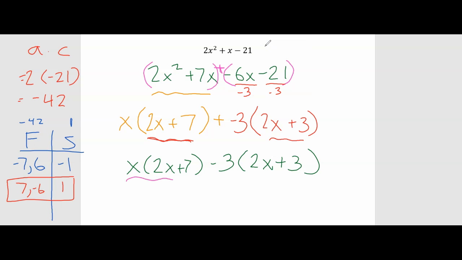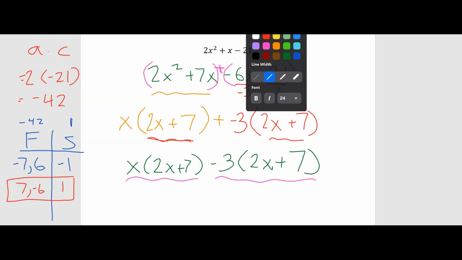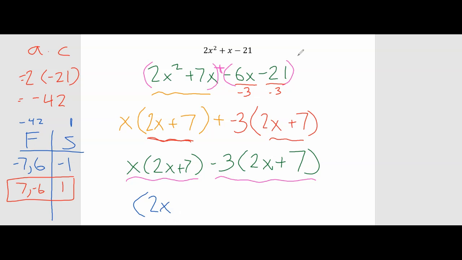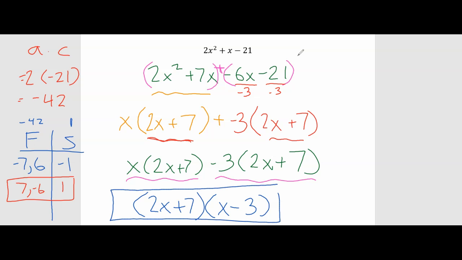And both of these products share 2x plus 7. Well, you know what? I just realized I made a mistake here. It should be plus 7, right? Plus 7 and plus 7. Now it's correct. When I factor out the 2x plus 7, well, I'm just left with x for my first product, and then I'm left with negative 3 in my second. So the correct factorization here is the quantity 2x plus 7 times the quantity x minus 3.